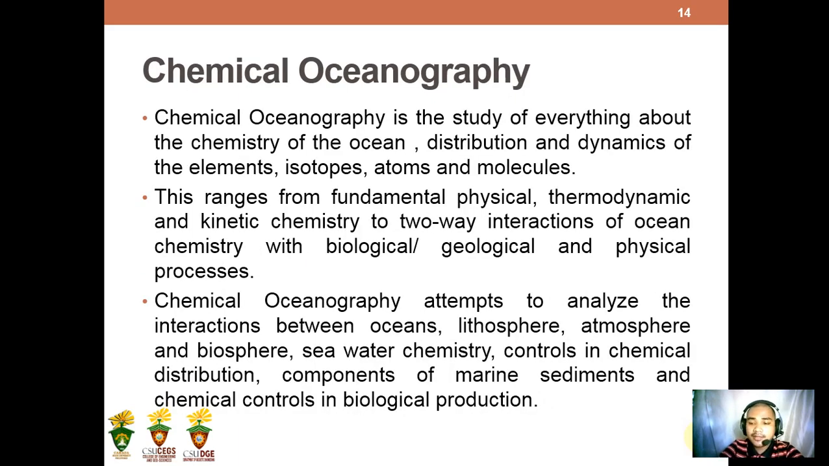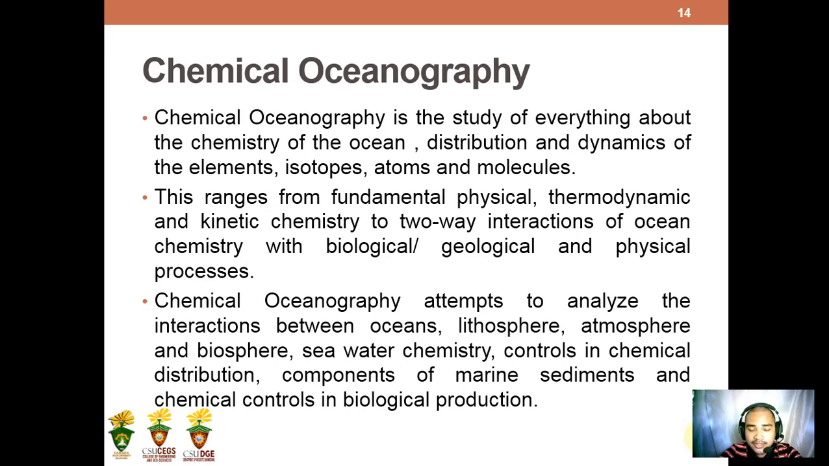Next is chemical oceanography. So another branch of oceanography that studies everything about the chemistry of the ocean, distribution and dynamics of the elements, isotopes, atoms, and molecules. From the word itself, chemical, so the chemistry of the ocean is focused on in this branch of oceanography. So this ranges from fundamental physical, thermodynamic, and kinetic chemistry to two-way interactions of ocean chemistry with biological, geological, and physical processes. So masabtan naman siya. So more on chemical aspects sa oceans.